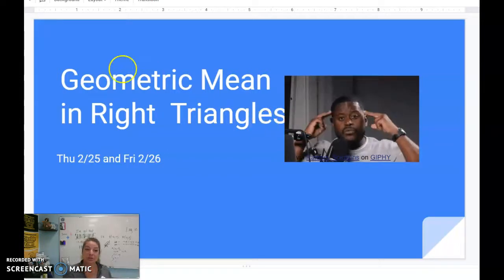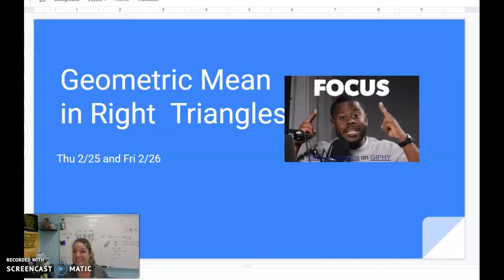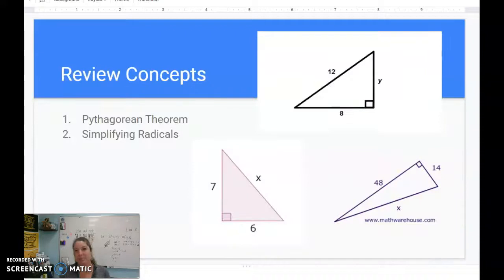With right triangles, there are some concepts and ideas that you already know. One of them is the Pythagorean Theorem. There's going to be a lot of Pythagorean Theorem involved in what we're going to be doing today. And one of the other things you're going to need for today's activity is to be able to simplify radicals, which is something you just haven't done for a really long time. I want to go ahead and do an example with you, this particular problem up here.